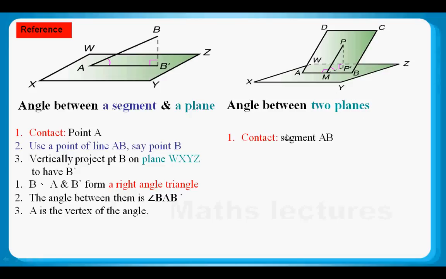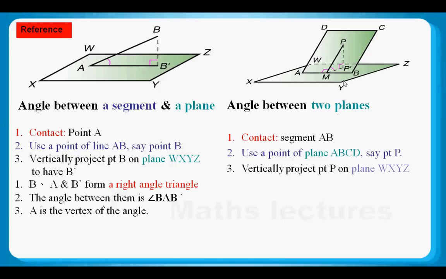First of all, just like the case before, we need to find the contact. In our case, it is segment AB. And then we have to choose a point on plane ABC, let's say P. And for this P, we also need to find the vertical projection of point P on the plane WYZ.